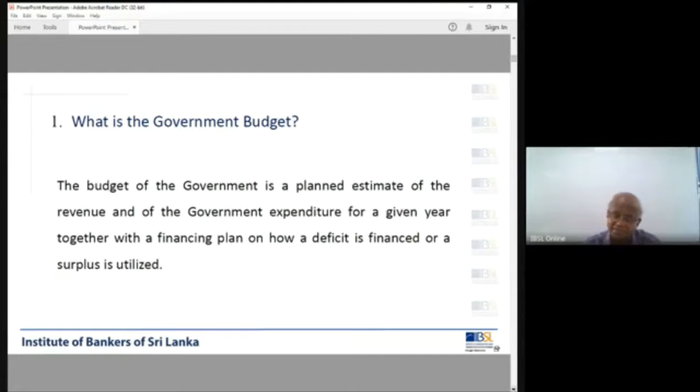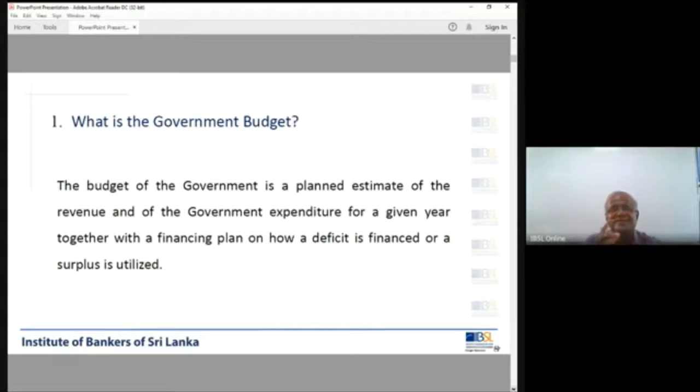If there is a surplus, it is a dream for Sri Lanka, right? Except for very few years in the 1950s, 1 or 2 years, every year we have a deficit. When there's a surplus, how does the government utilize this surplus? Paying the debt, giving relief to the people, investing the surplus in government projects, like that.